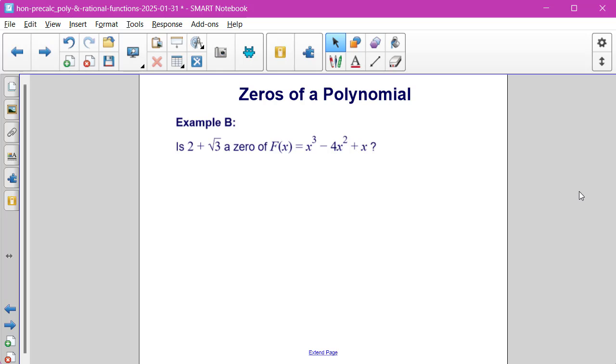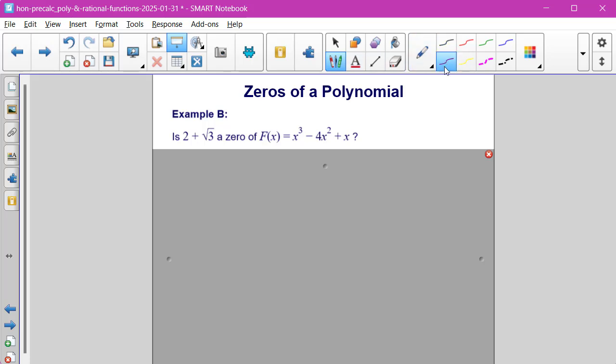Is 2 plus the square root of 3 a 0 of capital F of x, which is equal to x cubed minus 4x squared plus x? The first method that we're going to use is substitution, but this is a binomial that has a radical in it. So if we actually cube that, it'll be a bit ugly. So let's factor an x out of all of these terms first. So we'll have x times x squared minus 4x plus 1.